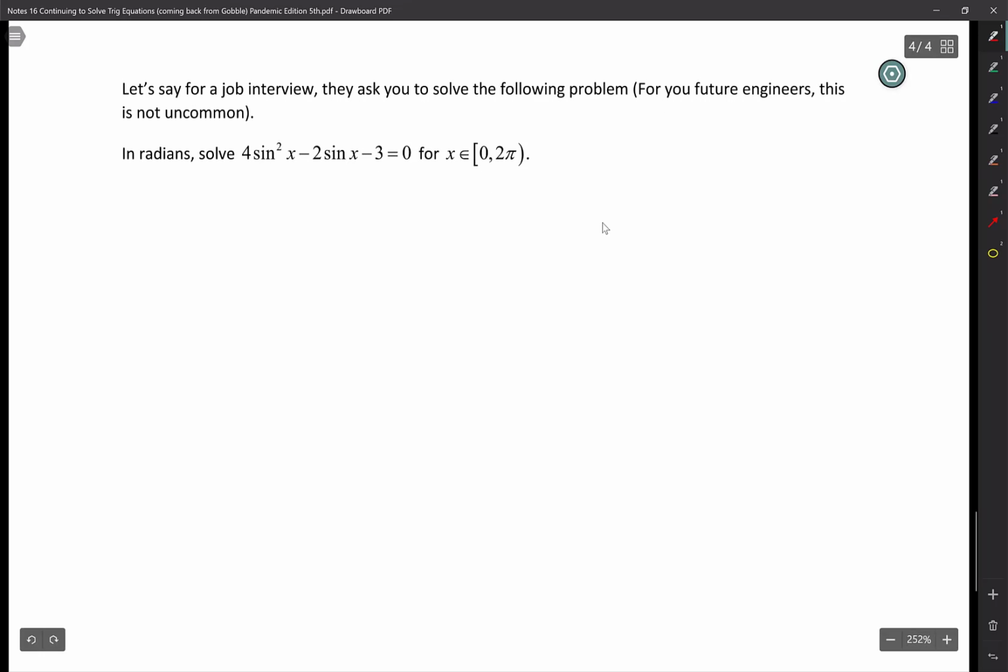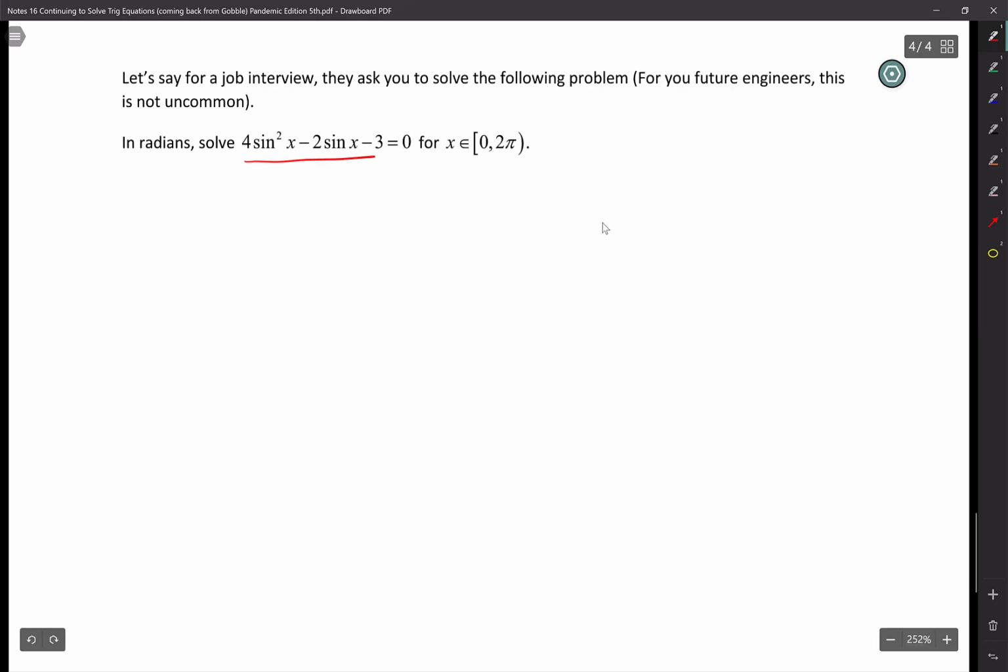There's a reason why I woke you guys up on this one. Let's say for a job interview, they ask you to solve the following problem. For you future engineers, this is not uncommon, not necessarily this problem, but it's not uncommon that they ask you a question of whatever you're majoring in. It might be a logic problem. Maybe they'll ask you about an AND gate and an OR gate, and maybe they want you to produce a certain type of output. Maybe I'm getting too advanced here, but it's not uncommon for them to give you a STEM related question because that's what you're going into.